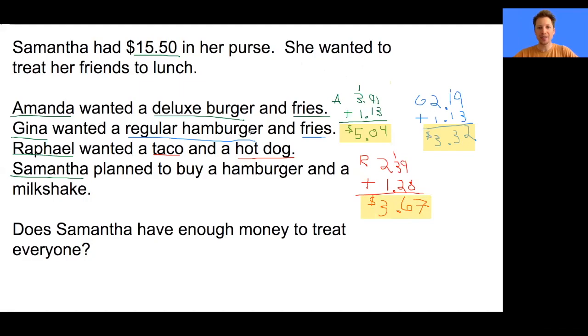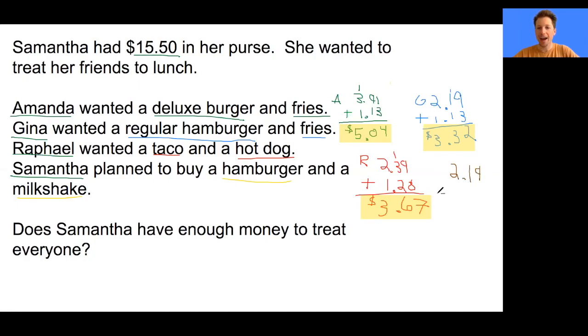And then the last person who I'm going to check what she wants, that's Samantha. She's the one who's paying. She wants to buy a hamburger. I'm guessing that's a regular hamburger and a milkshake. So those two things combined. Let me grab a fourth color. Let's do brown for this one. And Samantha wanted the hamburger, which again costs $2.19. So I'm going to write that here.